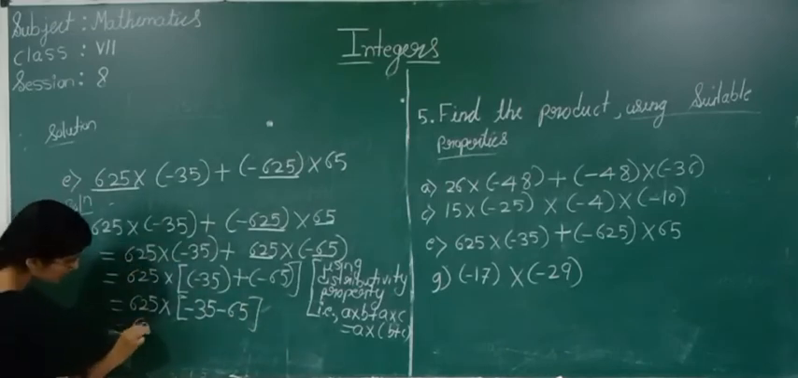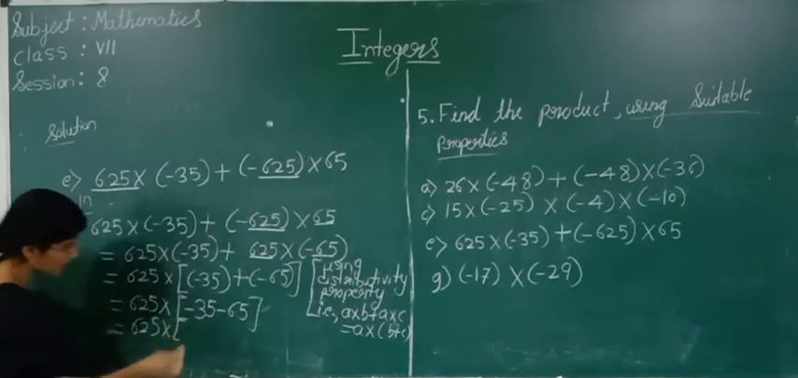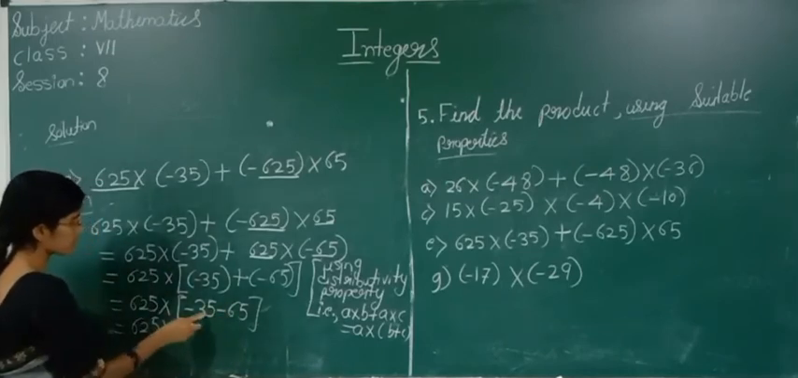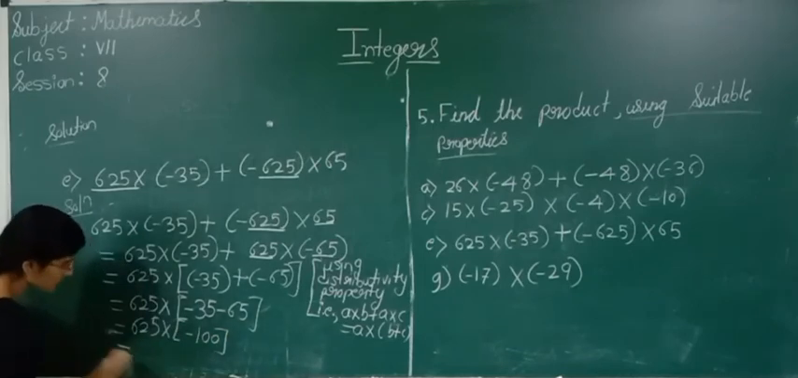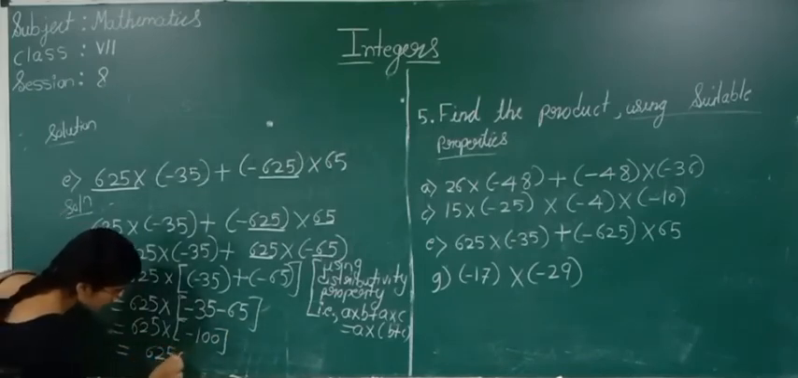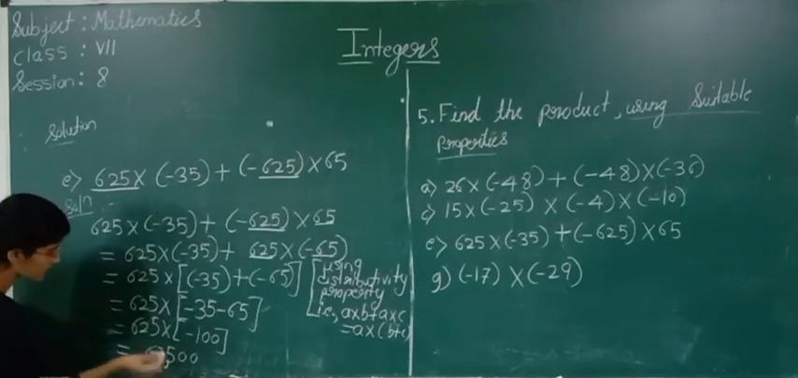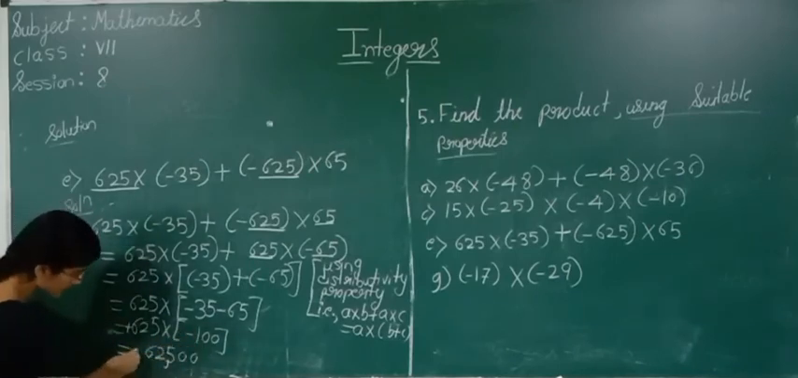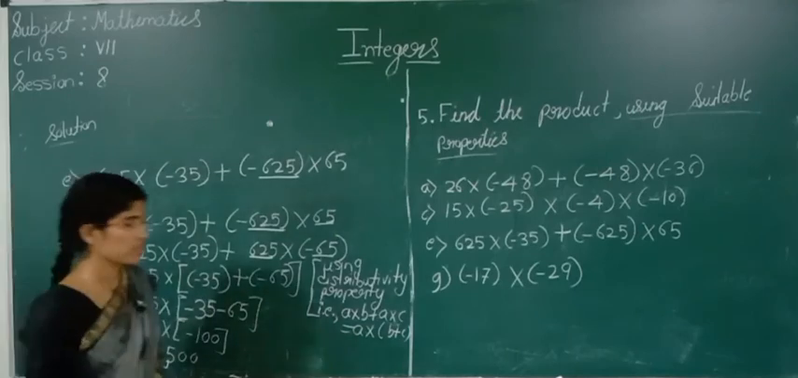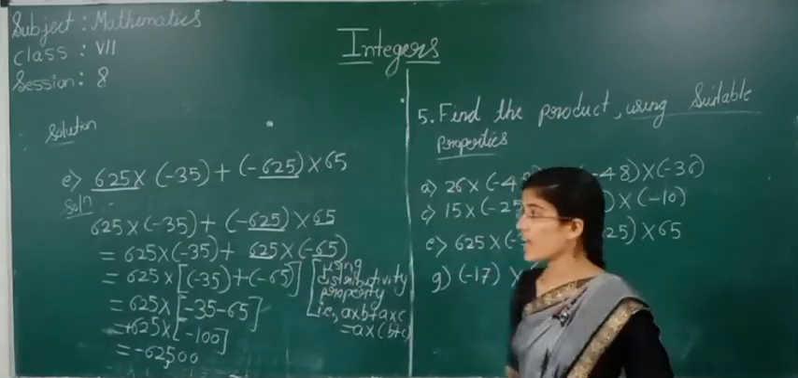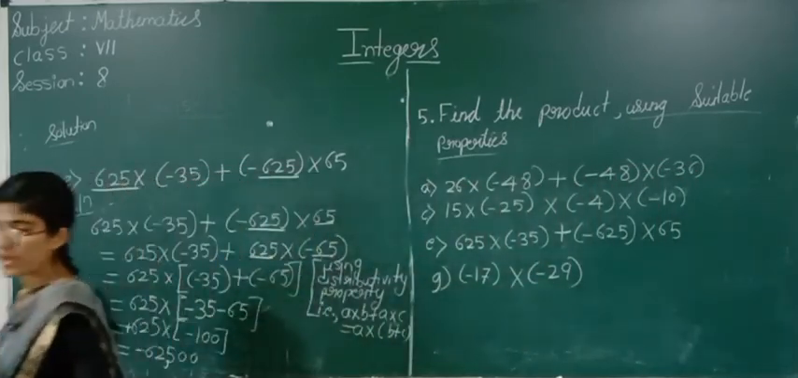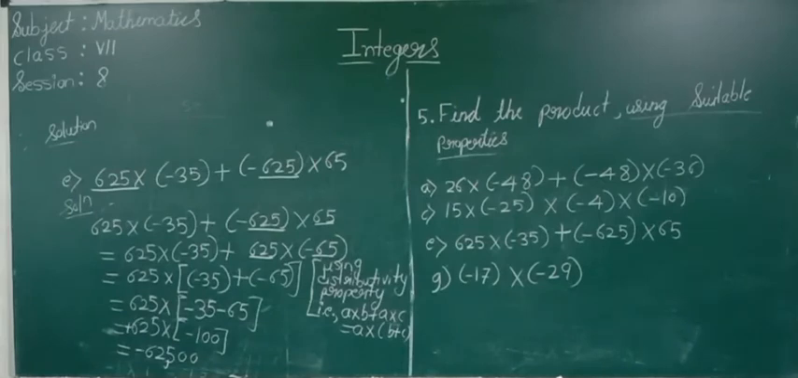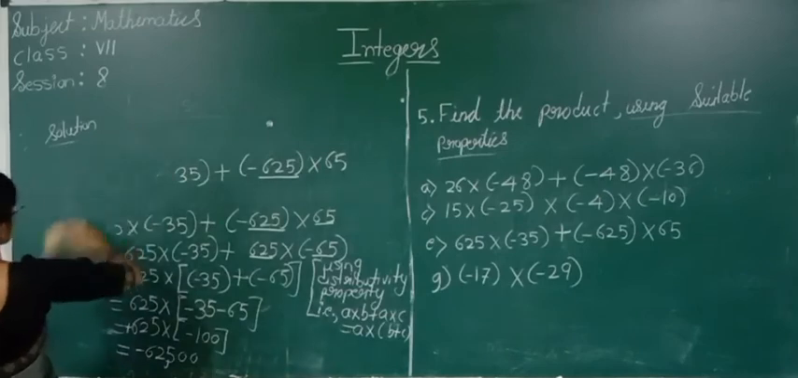It will be 625 multiplied by minus 100, right? Okay, the answer will be minus 62,500. When a positive integer and negative integer multiplied, we will get a negative integer. Which property we have used here? We have used here distributivity property. See, by using this property, the answer will come in a very easier manner. Yes. Now we will see G1.